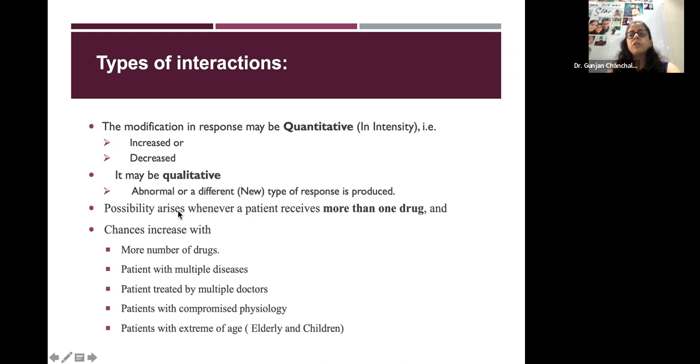Okay, so potentially the drug interactions happen when you have more than one drug administered, and the probability increases when you have a larger number of drugs administered, when there is a patient who has multiple diseases, when there are multiple doctors involved, and this is where the role of the intensivist comes in, when the patient has compromised physiology, that is compromised organ function, hepatic or renal function, and when patients are at extremes of age, that is in the elderly or in kids.